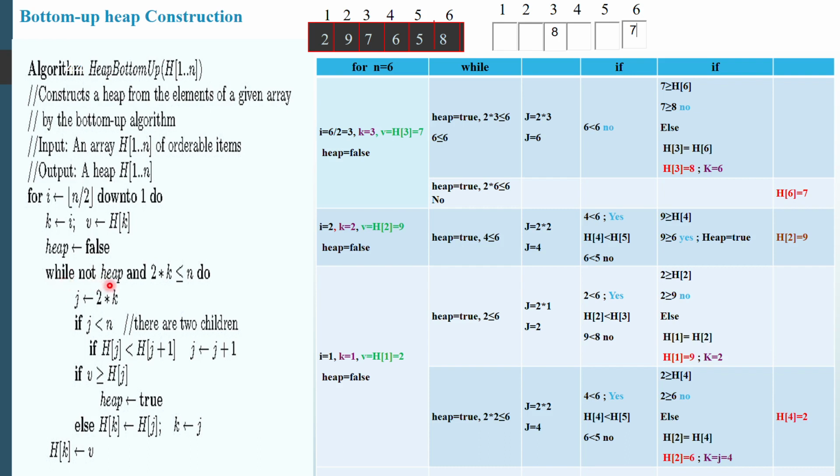While not hip. Not means what? You have to take the reverse. You already took it as true here. Now if you check not hip, hip becomes false. If it is false, it comes out of this while loop. So next you have to execute the statement. What is the statement? H of k equal to v now. The k value is 2 and the v value is 9. H of 2 equal to 9 here. So now here you have to take h of 2 equal to 9.